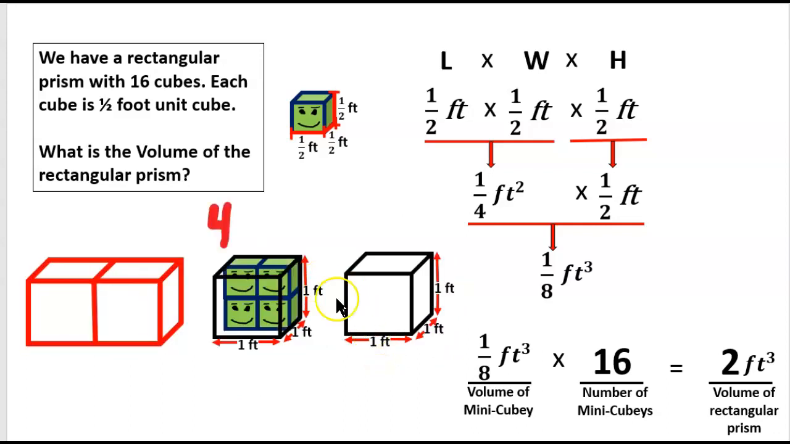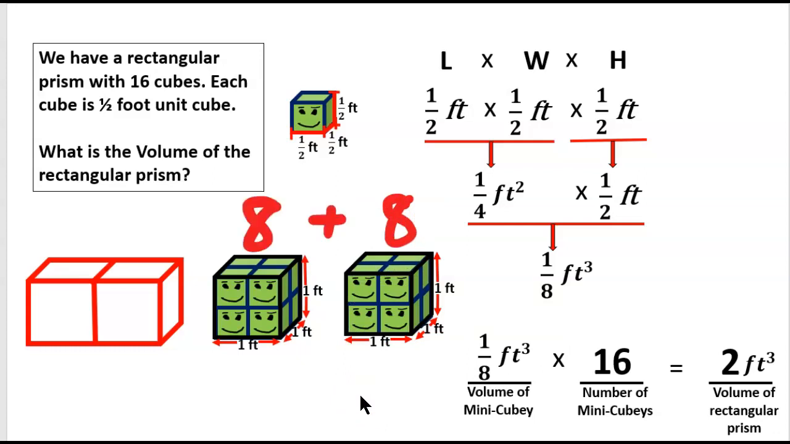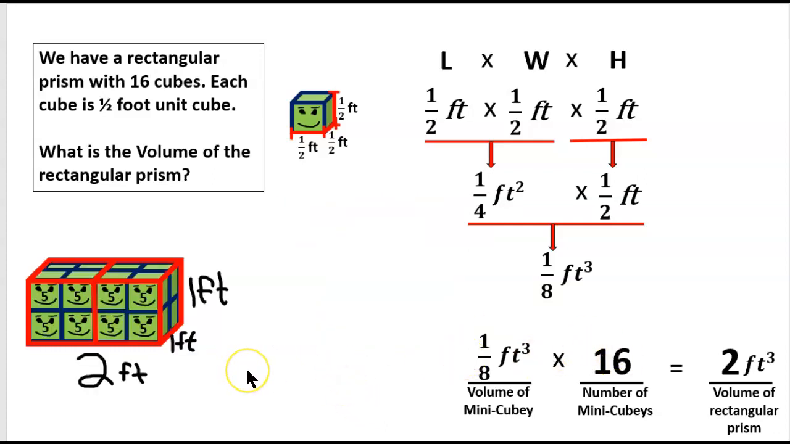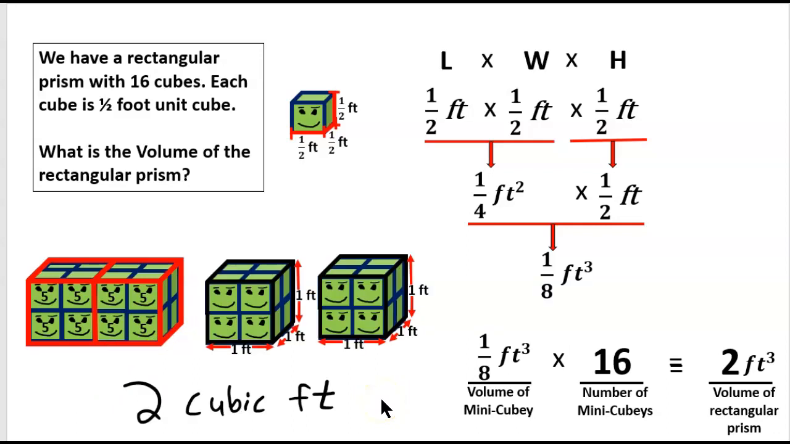How many is that in each? 4 in the back, 4 in the front. There's 8 mini cubes in 1 unit cube. Again, 4 in the back, 4 in the front, 8 mini cubes per, 8 plus 8 or 8 times 2 will give us that. And this is what the dimensions could be: 2 times 1 times 1. 2 cubic feet. 16 mini cubes, fractional length cubes. The end.